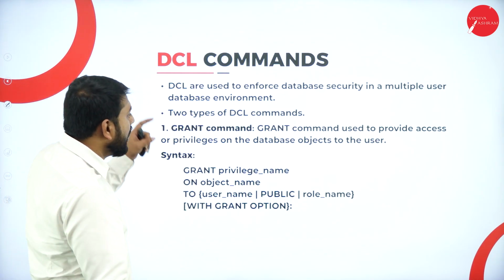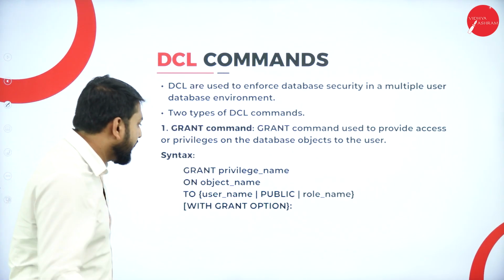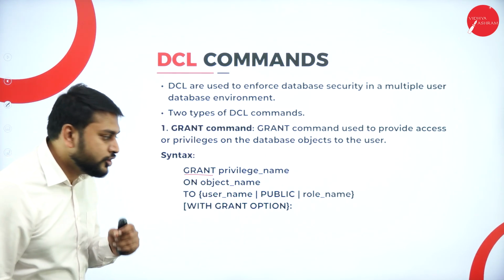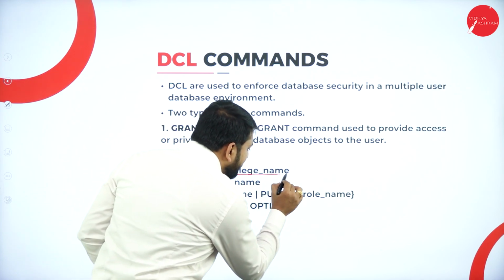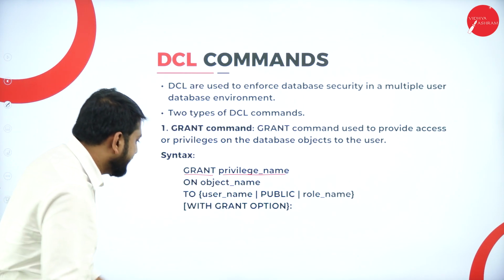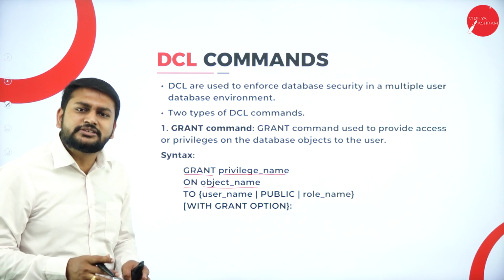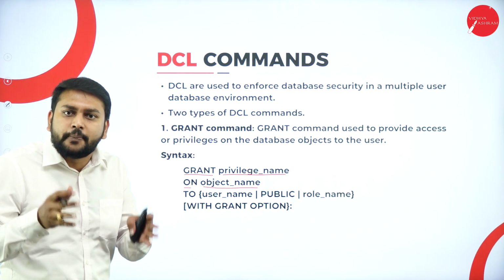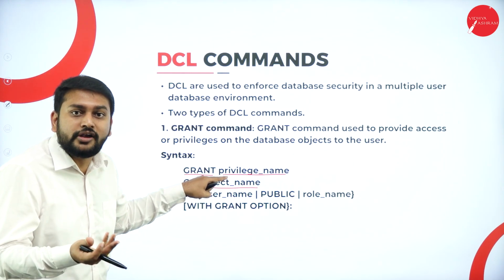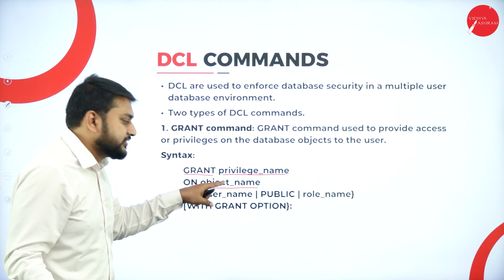If I want to grant permission to someone, what is the syntax that I have to use? First of all, I have to use the keyword grant. Then after that, what is the privilege name that you want to give? You can specify the privilege name here. And then next is on object name. Object in the sense it can be a database or a table. Whatever objects you have, you can specify the name of the object on which you want to grant the permission. If you want to grant the permission on a table, you can specify the table name.